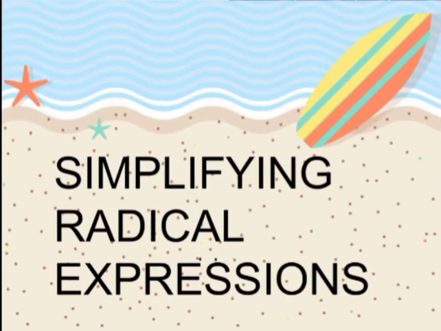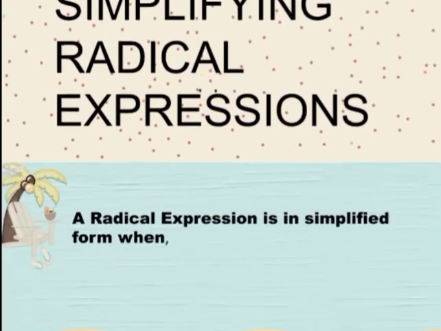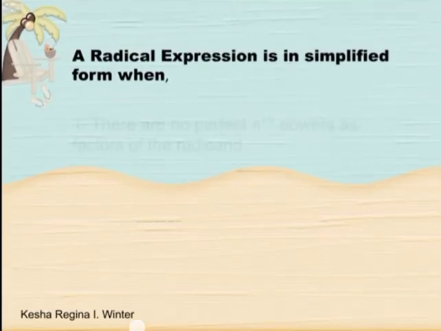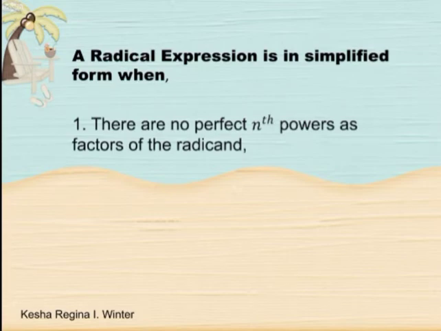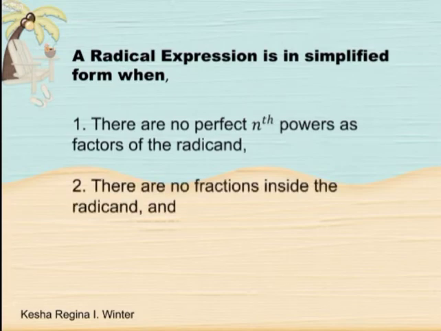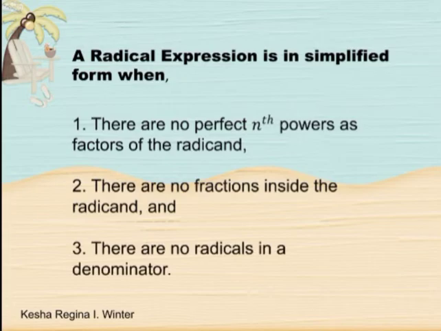Today we are going to tackle simplifying radical expressions and how to use it. A radical expression is in simplified form when: one, there are no perfect nth powers as factors of a radical; two, there are no fractions inside the radical; and three, there are no radicals in a denominator.